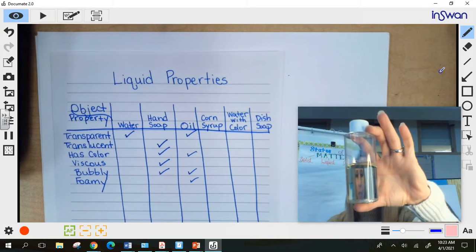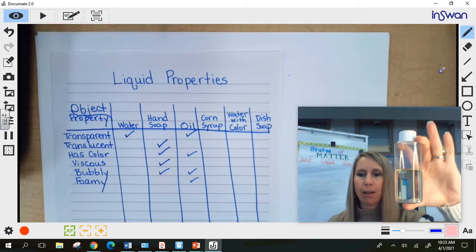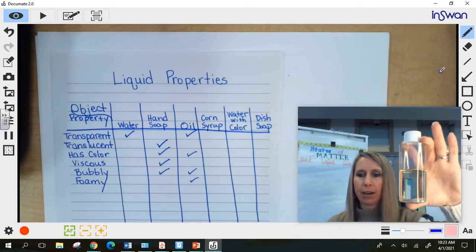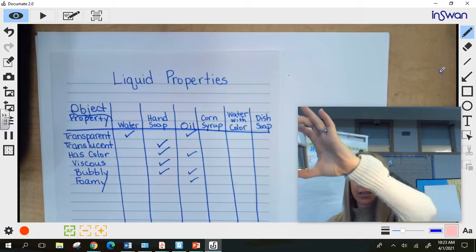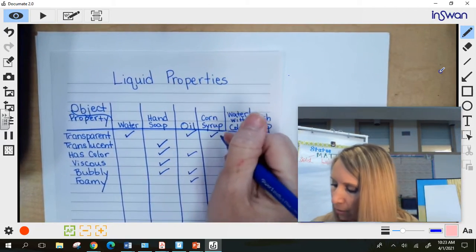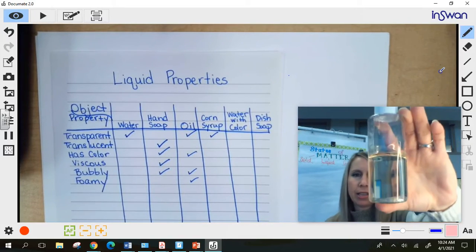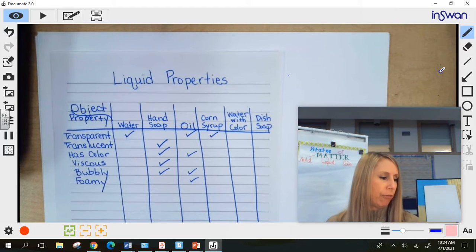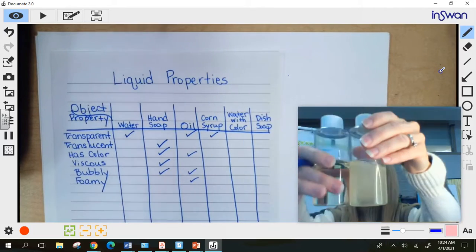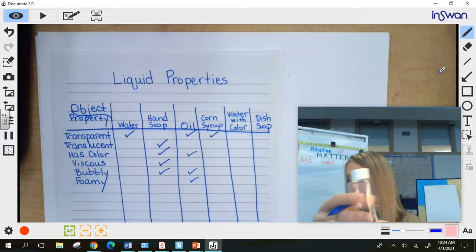Look right there. What do you see through it? You can see me directly through it. I can see my marker board back there. I can look over here and see some of the colors of my poster. So it is transparent. Has color. There's not much color to this. It's a little bit off-white. If I compare it to the oil, definitely has more color. I'm not going to mark has color.